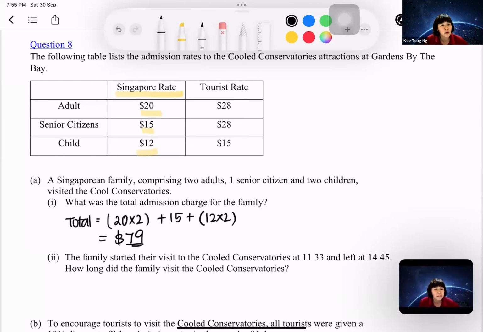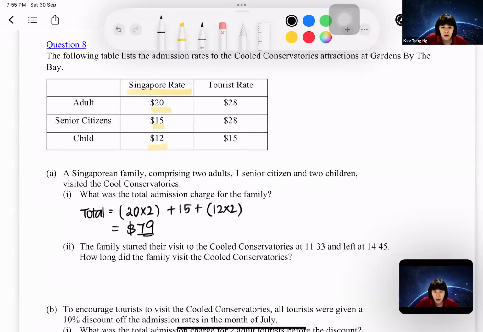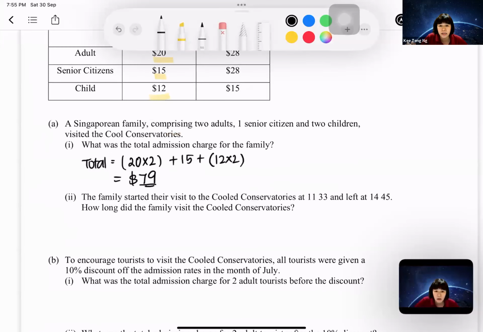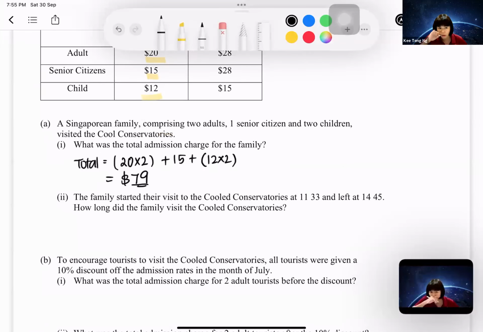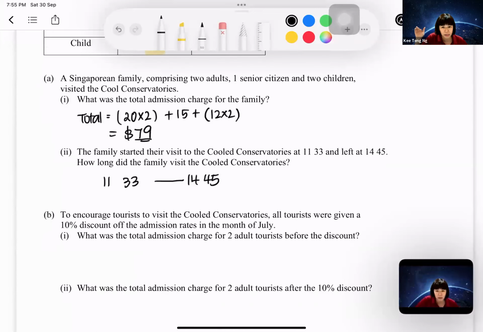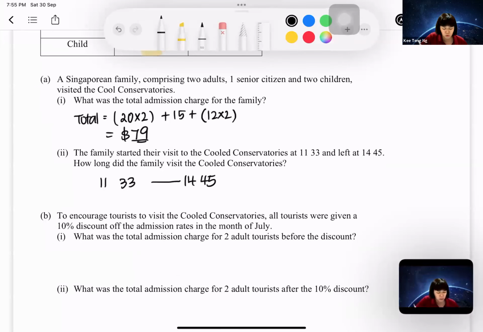Okay, next one, the family started to visit the conservatory at 11:33 and then left at 14:45. How long did it visit? So it's supposed to draw a timeline. Okay, but remember we can use our calculator to help us calculate time. Do you still remember this button in your calculator or not? This one. Let me try, give me a minute.